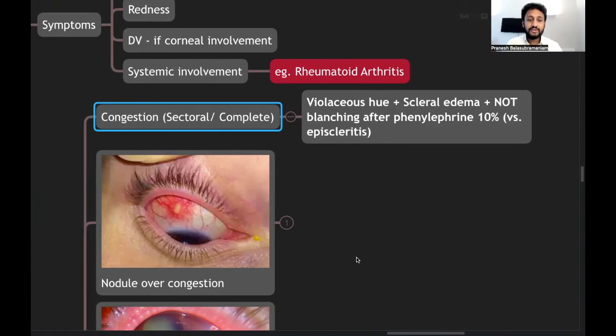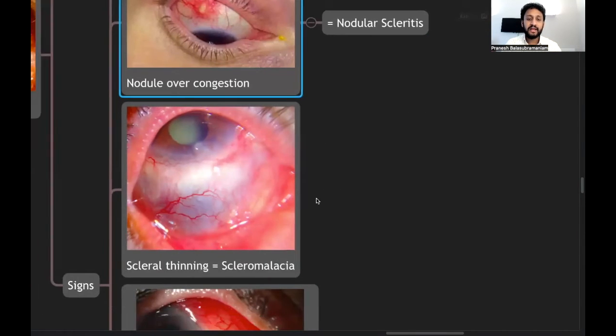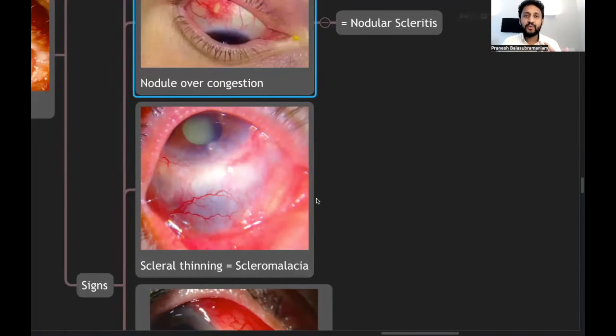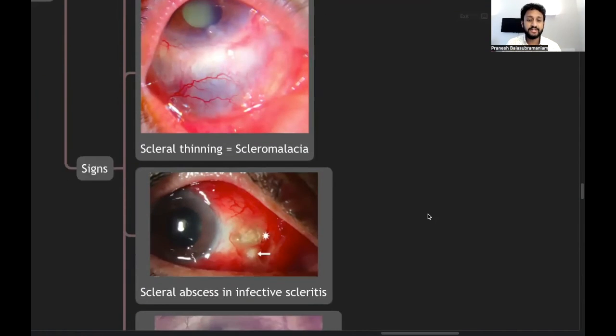All right. So this nodule over the congestion is another important characteristic feature of nodular scleritis, one of the subtypes of scleritis. As days progress, what happens? The scleral inflammation can thin out the sclera, what you call scleromalacia, which can lead to exposure of this bluish hue being shown there, nothing but the uveal tissue shining through the thin sclera. Sometimes they can even perforate, because scleromalacia perforans is a very important complication of scleritis.